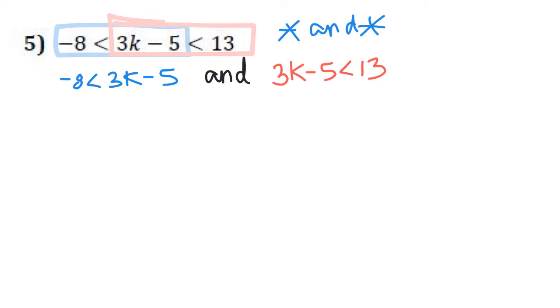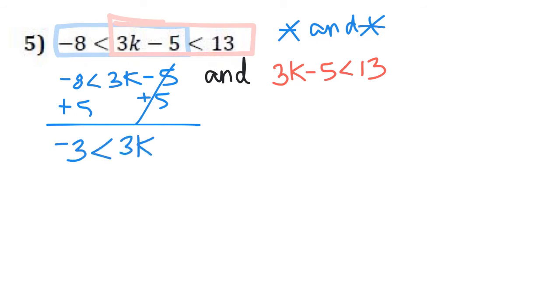So it helps for me visually to look at these two inequalities separately. And now it looks a lot like that last example where I have two separate inequalities. I can start solving, and then I'll bring it together on a number line. Okay, so let's get to work. We're going to start by adding 5 onto both sides of my first inequality. So that would leave me with -3 is less than 3k.